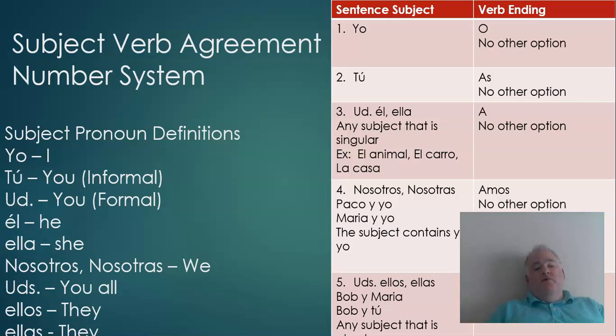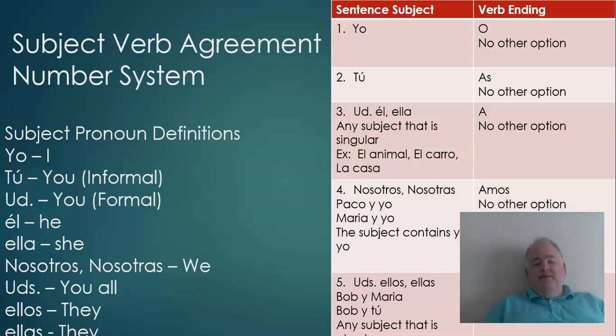Number 1, yo. Anytime the subject of your sentence is yo, the verb ending is o. So one yo is o. There's no other option. So for the verb hablar, when I take out the AR and replace it with O, my new word is hablo.